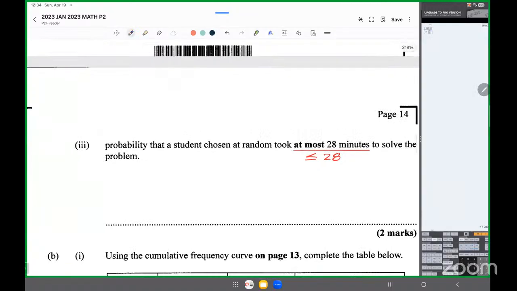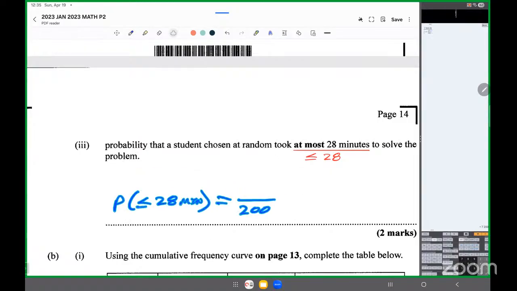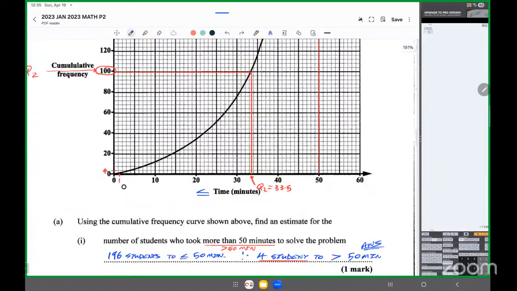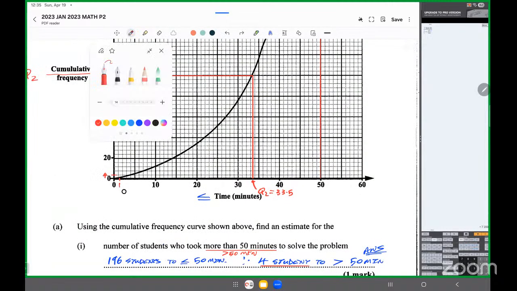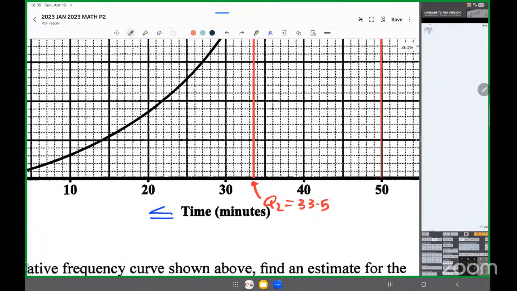So first we're going to get the number of students for less than or equal to 28. Let me do it this way. Probability of being less than or equal to 28 minutes equals the number of students over 200. So how many students took less than or equal to 28? Let's go up on the graph to 28 and see how many the graph gives us. 28 is right here.